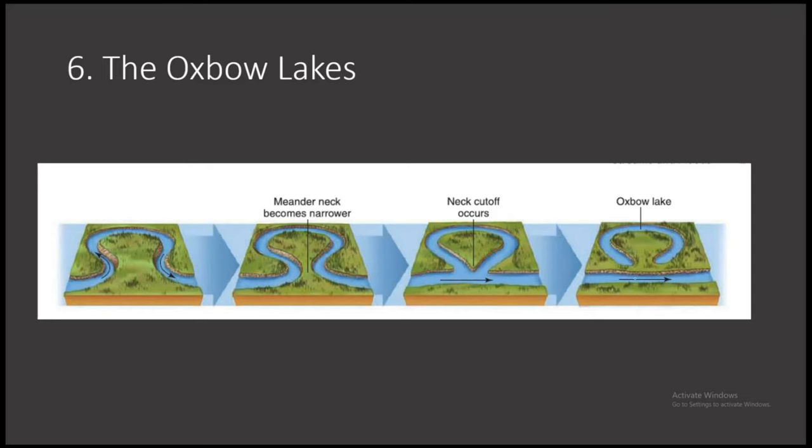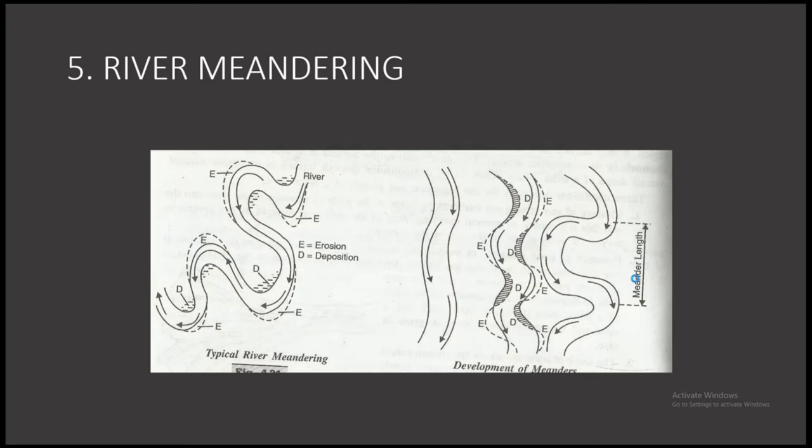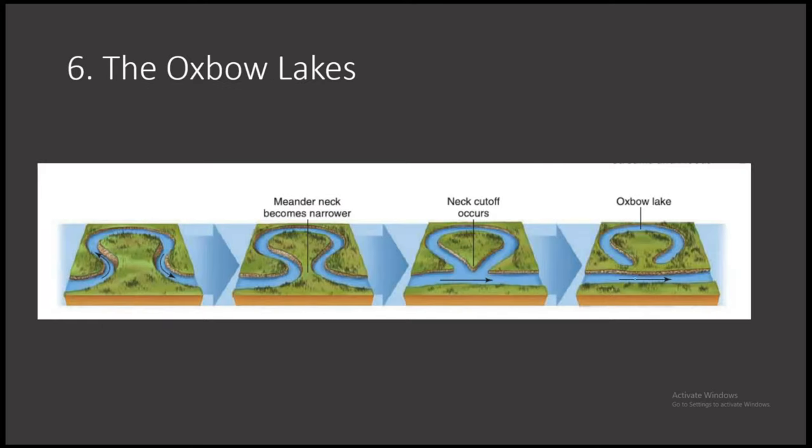So that is again a river feature. Basically, we cannot say it is a deposited feature. It's a river feature. I'm putting meandering and oxbow lakes here with the river depositional features, but it is a river morphological feature.